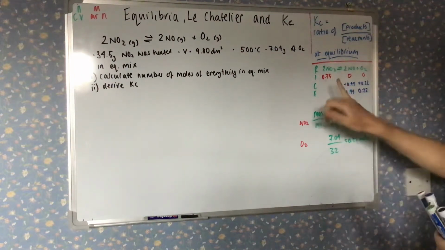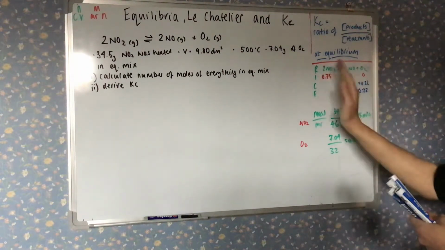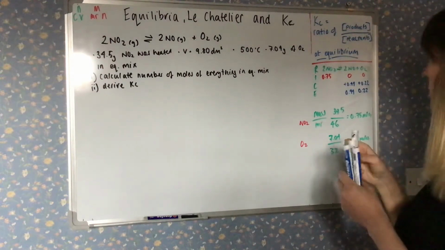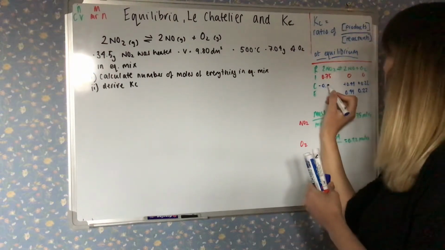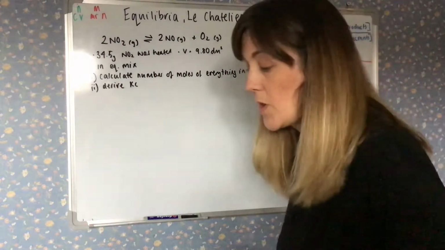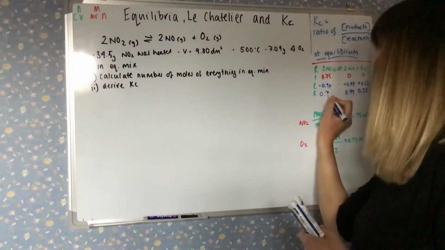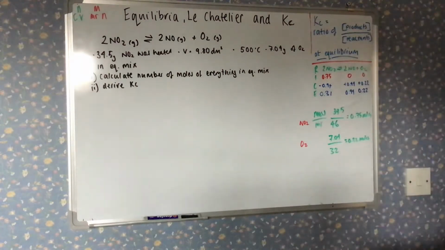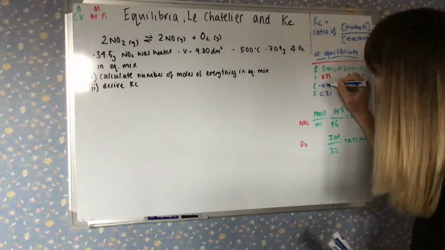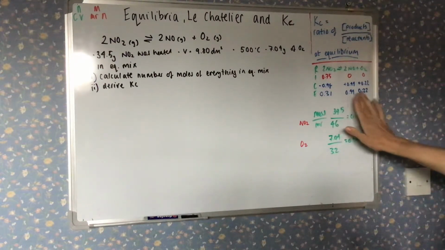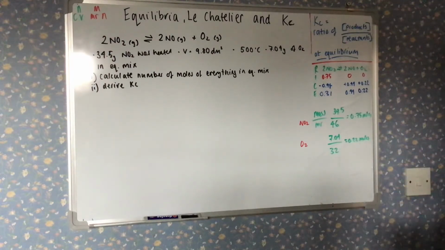Here the stoichiometry NO2 to NO is 2 to 2, or 1 to 1. So again, that's going to have decreased by 0.44. So the number of moles at equilibrium of NO2 is 0.31. So 0.75 minus 0.44, that is 44, not 94. I know 4 sometimes looks like 9. So you've calculated the number of moles of everything in the equilibrium mixture: 0.31 moles, 0.44 moles, 0.22 moles.